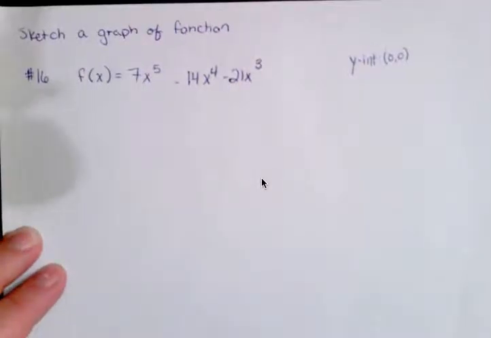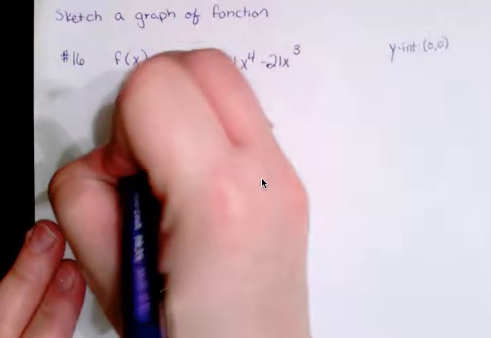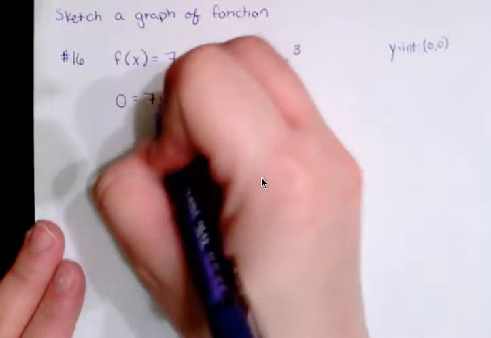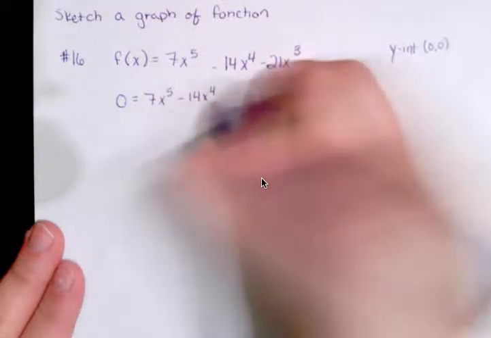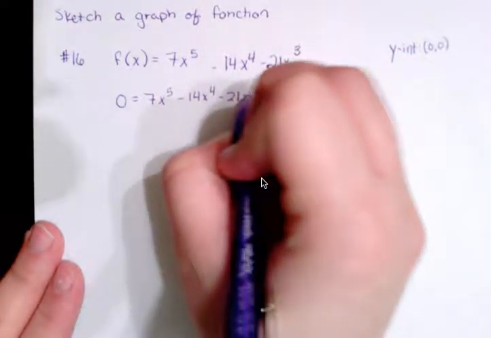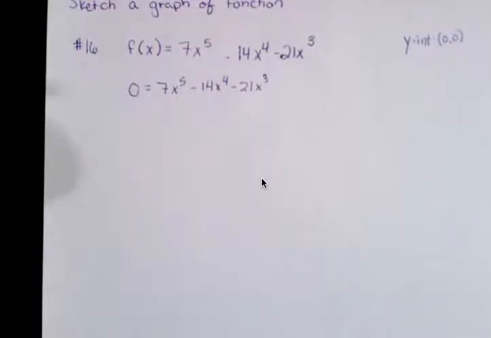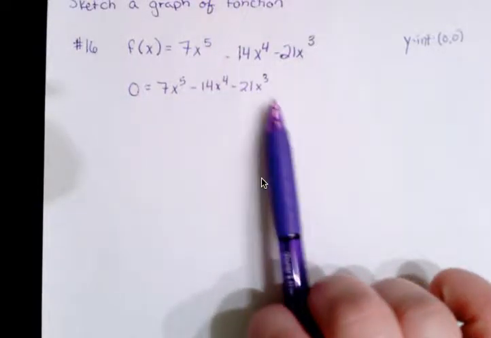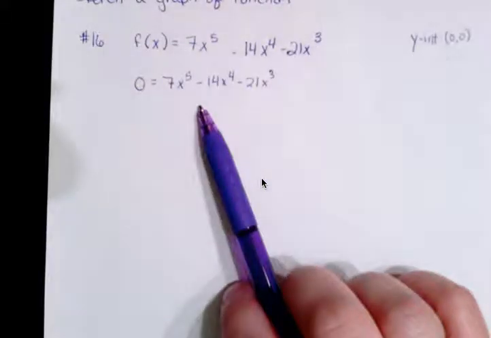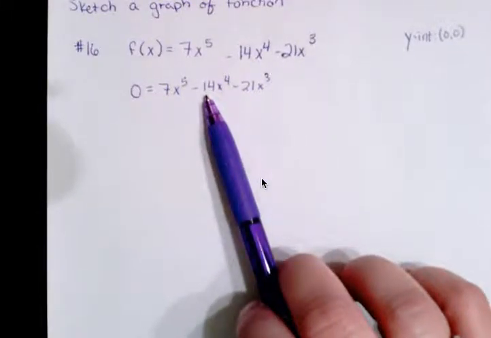So then to find our x-intercept, this is where we set y equal to 0. So I get 0 equals 7x to the fifth minus 14x to the fourth minus 21x to the third. Remember, this is to find my x-intercepts on my graph. To solve this, you usually want to try to get x by itself, but because of the exponents, I can't truly get x by itself. So the only way to solve this is to put it in factored form.